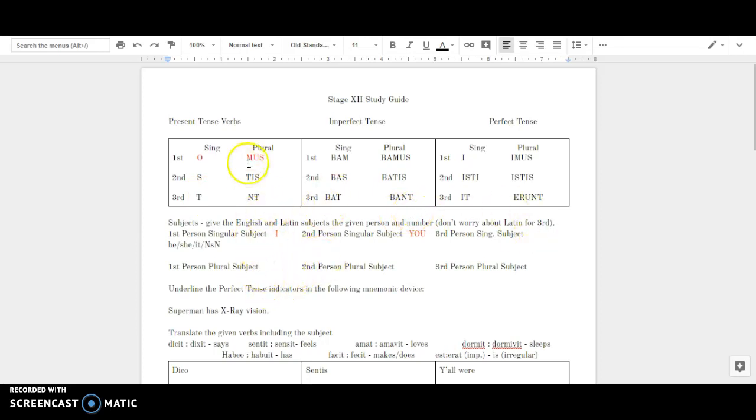Down here we have first person plural. It's mus, bamus, and imus. And if it ends with any form of mus, then we is the subject. Second person plural, tis, batis, or istis. That will be you plural, or y'all. And lastly, we have our third person plural subject. That's nt, bant, and erunt, all ending with nt. That will be they, or a nominative plural noun.